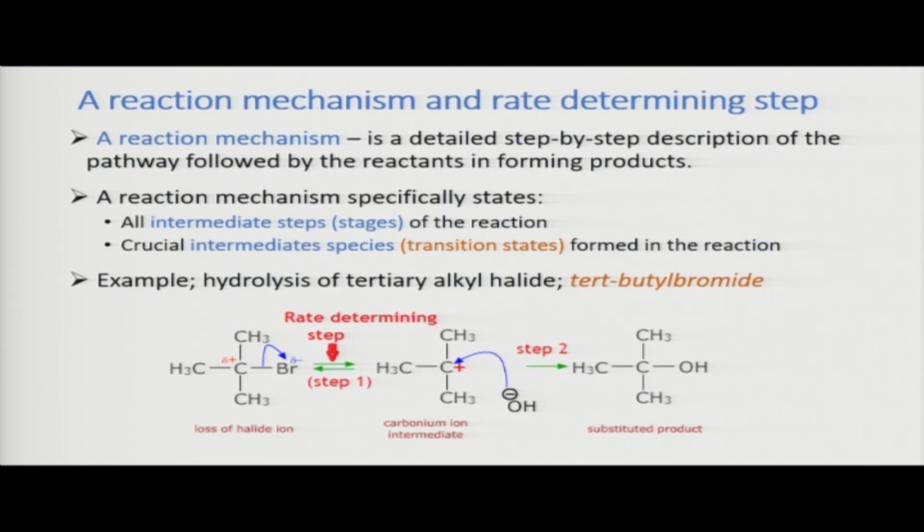What do we see? The reactant must break to form an intermediate. The intermediate must combine with other forms of the reactant to form a product. But in this whole reaction, there is what we call a crucial stage.